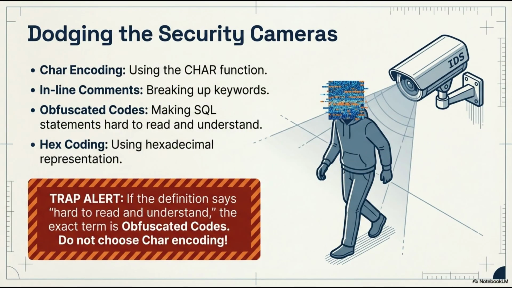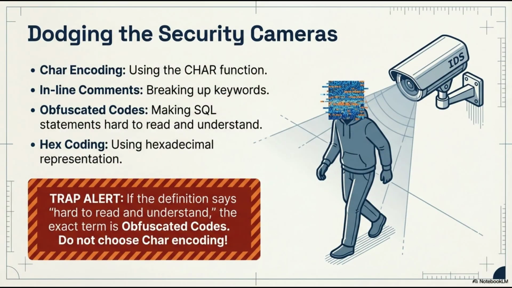There is a significant trap alert regarding evasion terminology on the exam. If you are presented with a definition stating that the code was modified to be hard to read and understand, the specific term the exam requires is obfuscated code. Do not select character encoding for that specific definition, as obfuscation is the broader concept of intentionally masking the code's intent. Precision in terminology is what separates a passing score from a failing one on these professional exams.